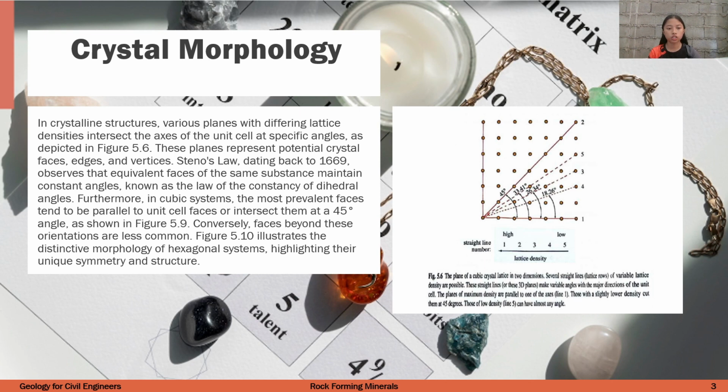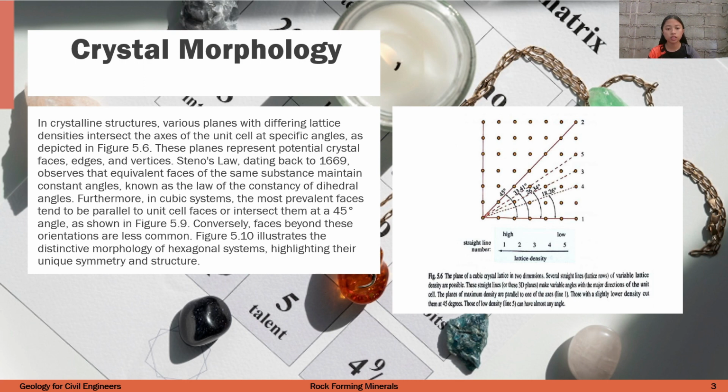In crystalline structures, various planes with differing lattice densities intersect the axis of the unit cell at specific angles. As depicted in figure 5.6, which is the picture on our right side, these planes represent potential crystal faces, edges, and vertices. Steno's law, dating back to 1669, observes that equivalent faces of the same substance maintain constant angles, known as the law of the constancy of dihedral angles.